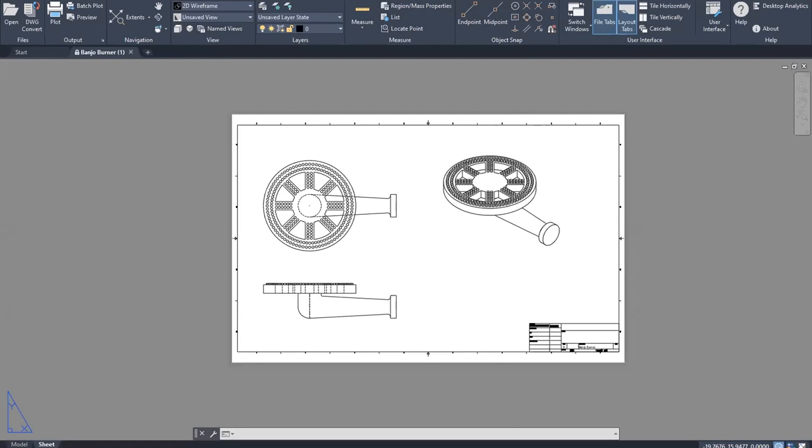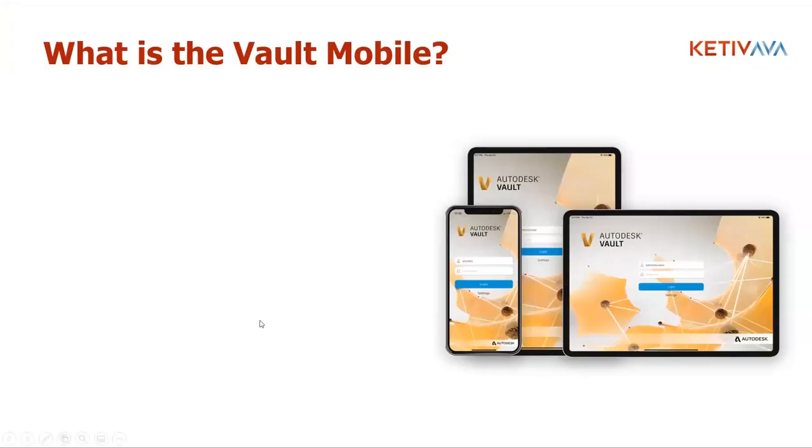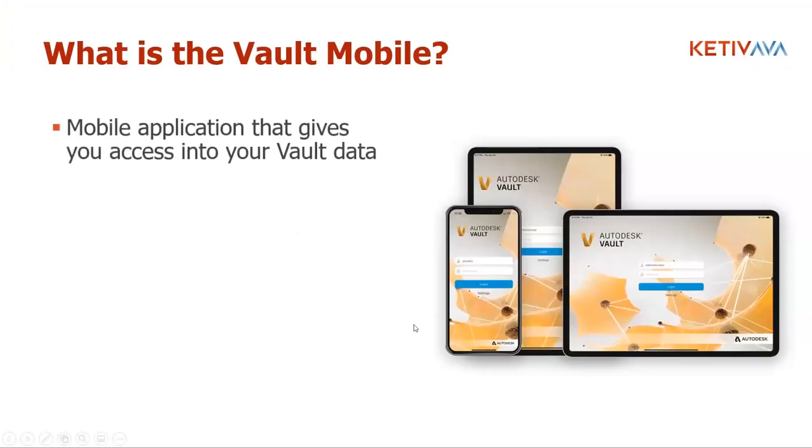All right, let's go back to the PowerPoint. Okay, so Vault Mobile is a mobile application, of course, that gives you access to your Vault data, just like the very intelligent name it's given there. So essentially, when you access Vault Mobile, this is treated more like a regular Vault user. So you need an Autodesk ID and a Vault license. If it's someone outside of engineering or design, they need a license.